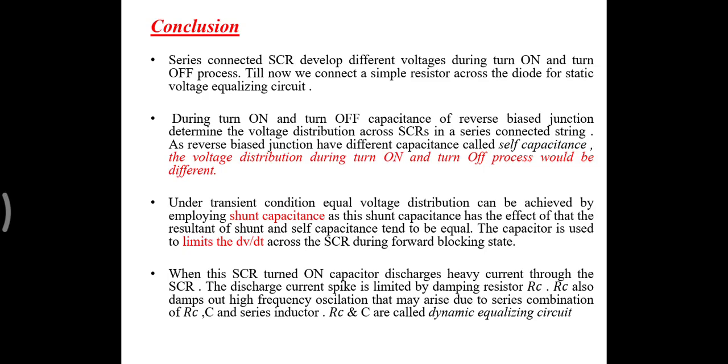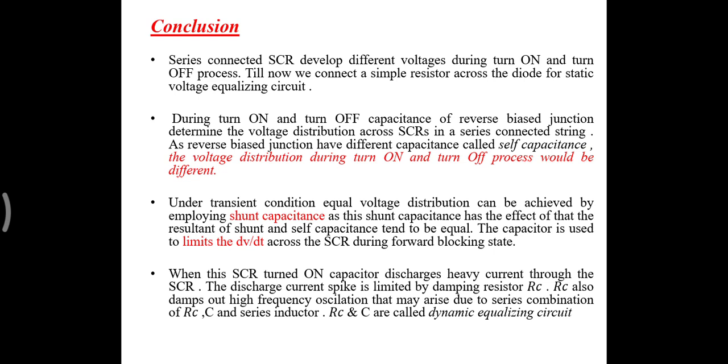So what are the conclusions by using this dynamic characteristics? Series connected SCRs develop different voltages during the turn on and turn off process. Till now we connected a simple resistor across the diode for static voltage equalization circuit. A reverse bias junction has a different capacitance called self capacitance. The voltage distribution during turn on and turn off process would be different.